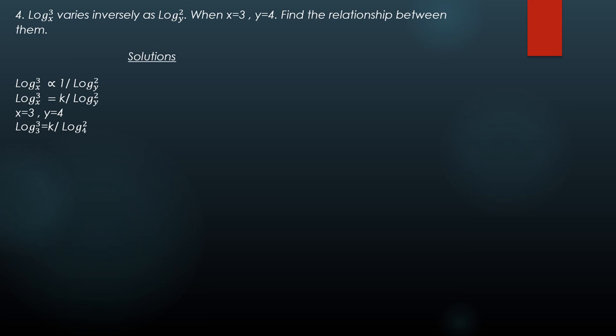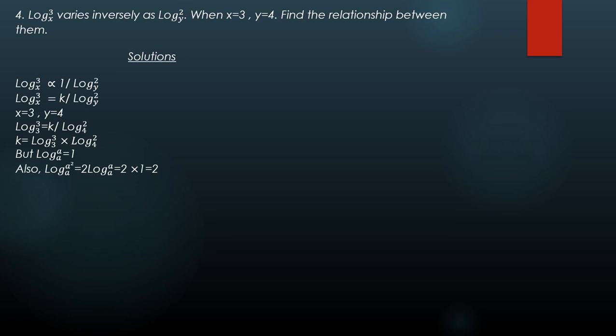So now putting in x as 3, we have log 3 base 3, right? Yeah, log 3 base 3 equals k over log 2 base 4. Okay, now in logarithm, log a base a is always equal to 1. If the base and the value of a log are the same thing, your answer is 1. So note that rule. And that makes log 3 base 3 equal to 1.